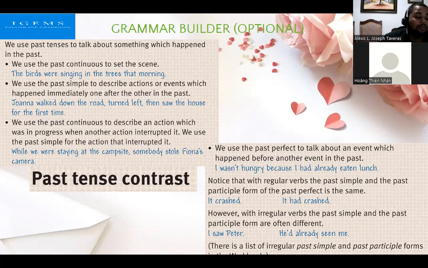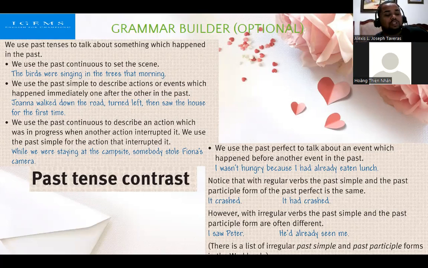So, example, can you read this one? While we were staying at the campsite, somebody stole the owner's camera. That's right.